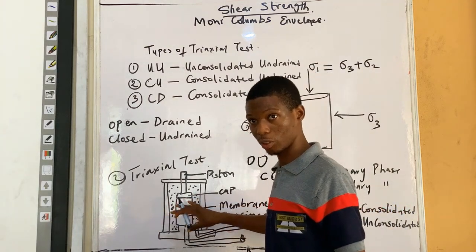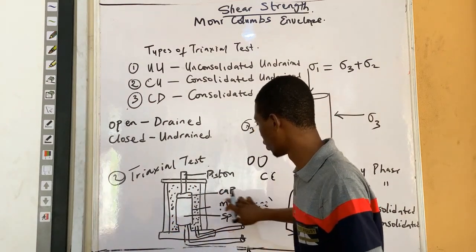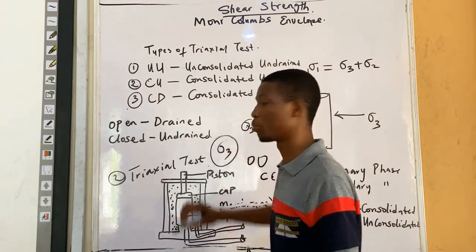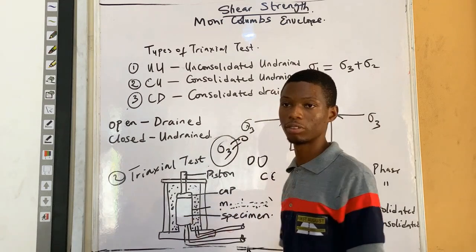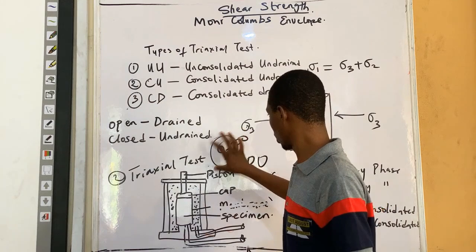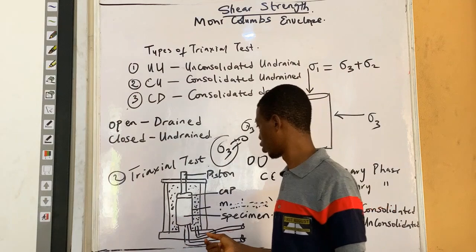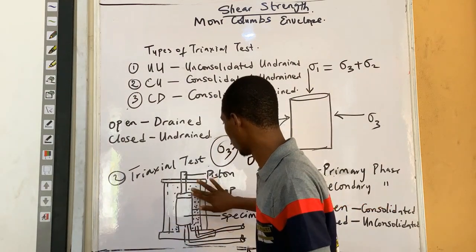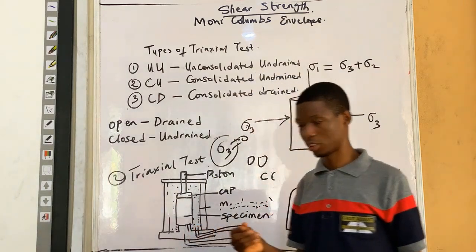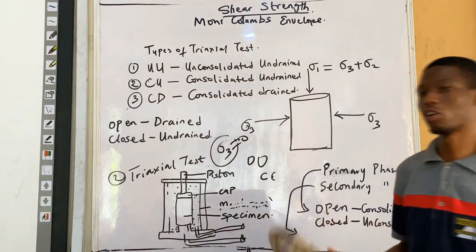It's also like this, but without a membrane. It does not take care of sigma 3. It assumes that sigma 3 equals 0, because there is nothing surrounding it. It does not take cognizance of sigma 3, so it's not usually used. The name again? Unconfined compressive test.